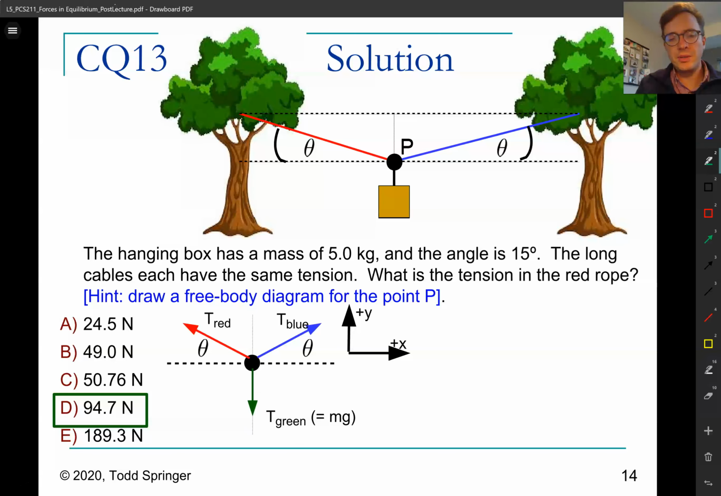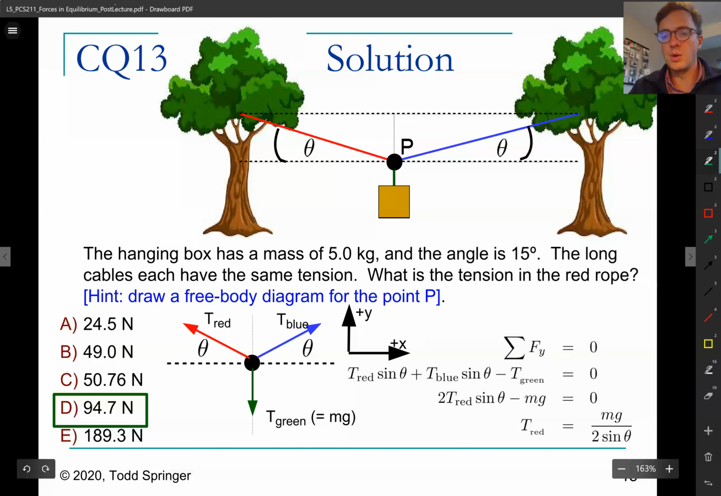Adding up the x components tells me that the tension in the red rope has to be equal to the tension in the blue rope. Because the angles are equal, you see, right? If the angles were different, then the tensions would not be the same. But the angles are equal. The only way that the x components can cancel each other is if the magnitude of the tension is the same. Now what happens in the y direction?